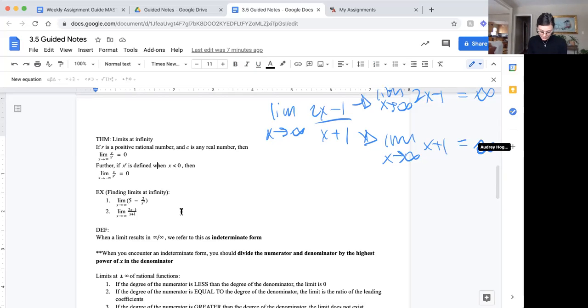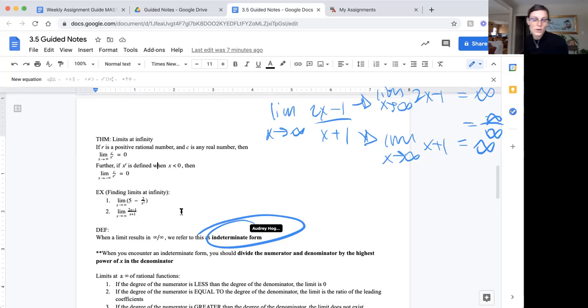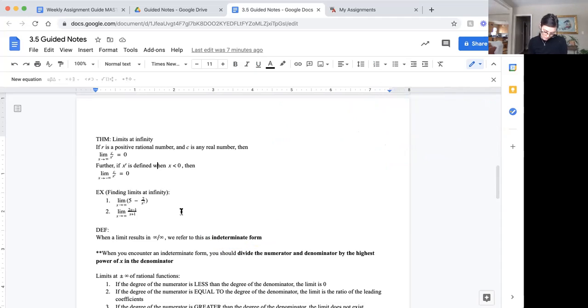So our limit actually comes out to equal infinity over infinity, which is an indeterminate form. So when a limit results in infinity over infinity, we refer to this as an indeterminate form. And notice this is one indeterminate form. There's actually 3, but we'll get into that later. And not even in this section at all, but that is one of the indeterminate forms. And what you should do is divide the numerator and denominator by the highest power of x in the denominator.